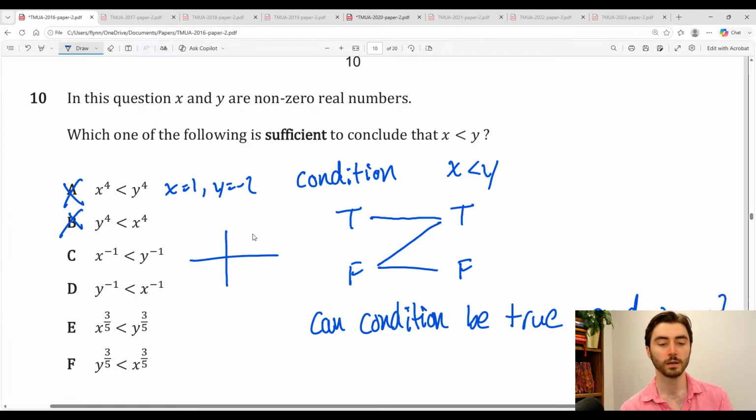For C, let's consider the 1 over x graph. Okay, so if x is less than, sufficient to conclude that x is less than y. That is not true, because if we had these 2 points, for instance, then here, this to the -1. So if this was x and this was y, say we had x equals -1, y equals -2, then it is clear that the condition is true, and yet the statement is false.